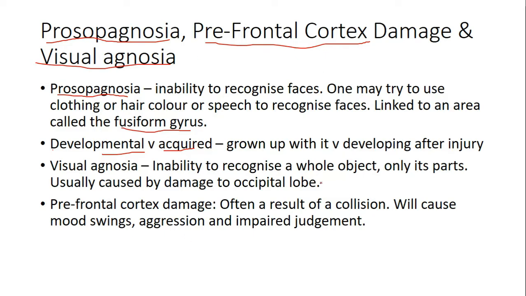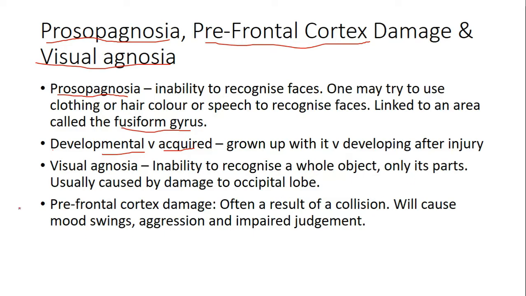Visual agnosia is the inability to recognise a whole object, only its parts. So, for example, if I held up a pen, you wouldn't recognise it as a pen. You might just say it's a grey cylindery thing with a red top, with a sort of bar at the side of it. This is the inability to recognise a whole object, and you can only put its parts together and say that's what it is. It's usually caused by damage to the occipital lobe, because the occipital lobe, again, processes visual information.